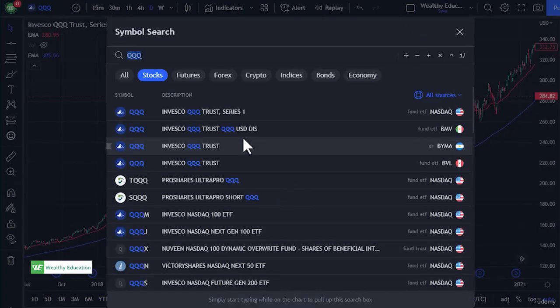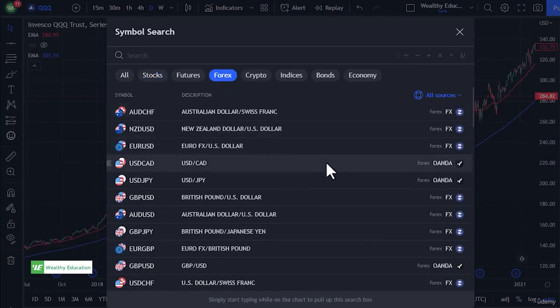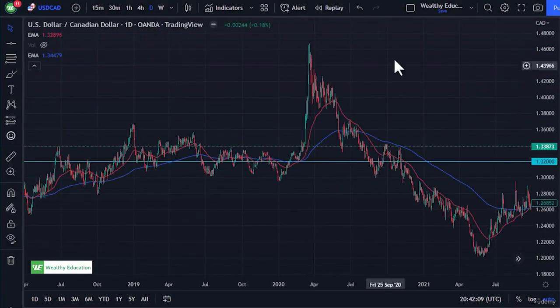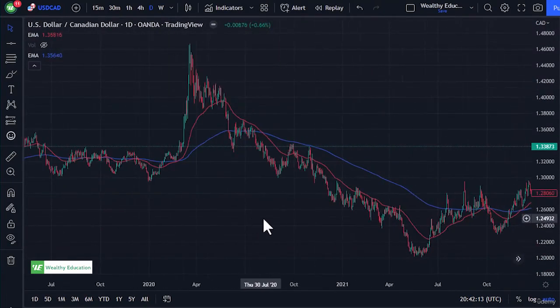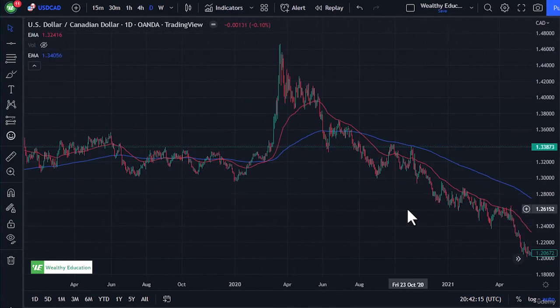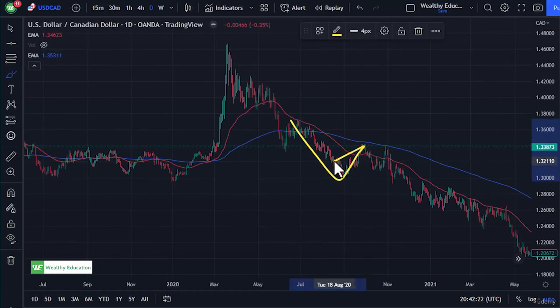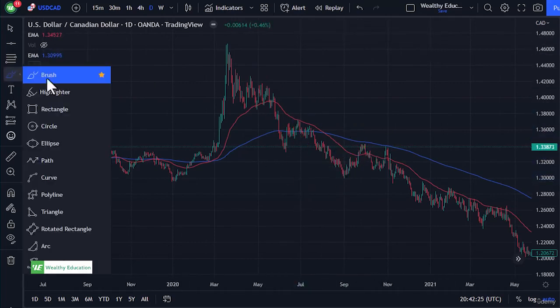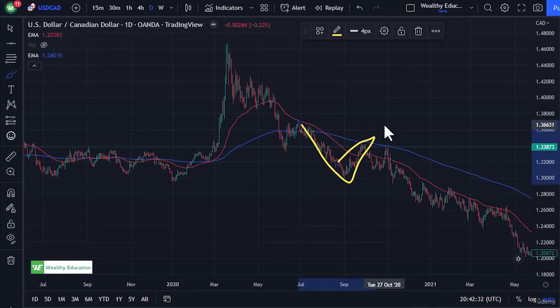And finally, let's take a look at Forex. Get rid of the line that I have drawn. So here is the bearish pennant. Try to draw it a little better for you. And you can see clearly we got that.